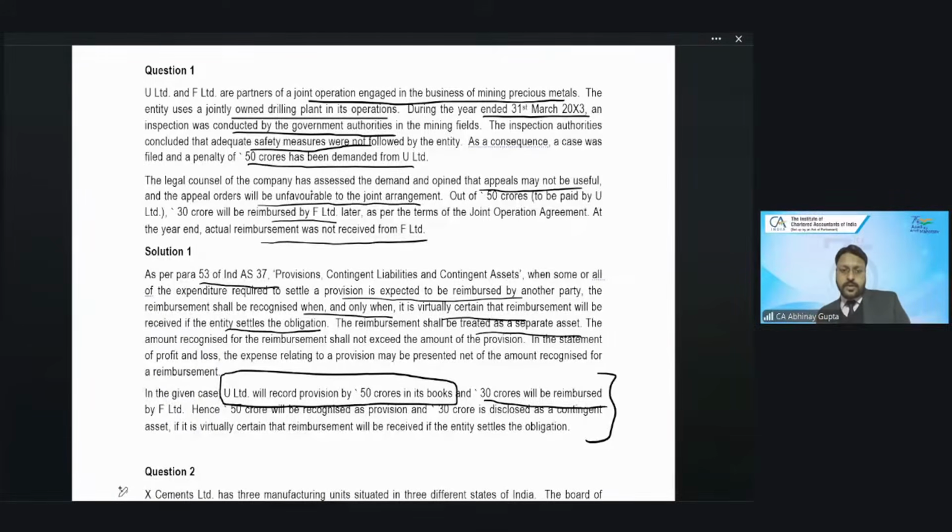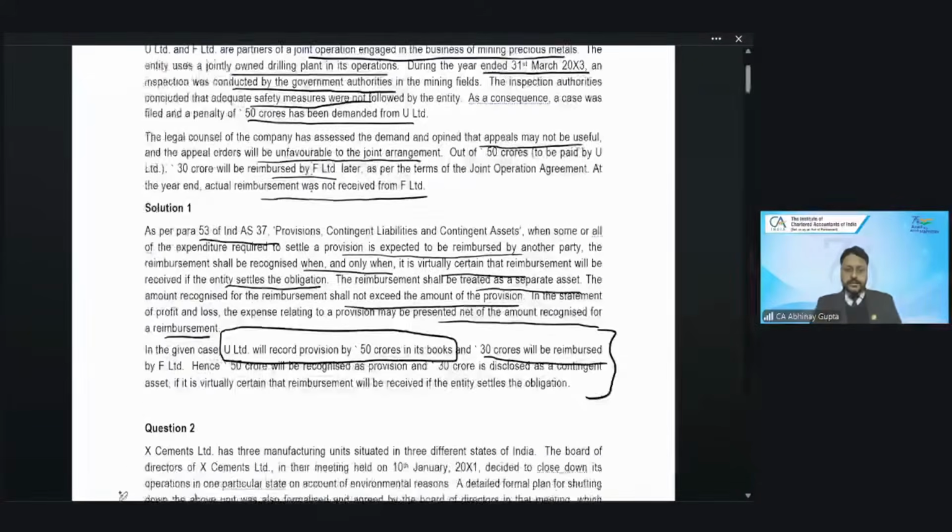The amount recognized for the reimbursement shall not exceed the amount of the original liability, which is recorded as a provision. In the statement of profit and loss, the expense relating to the provision may be presented net of the amount recognized for a reimbursement in case the asset is virtually certain. If it is not, then it will continue to be recorded as a contingent asset only and the provision recorded at the full amount. Clear? Yes, sir. Perfect.